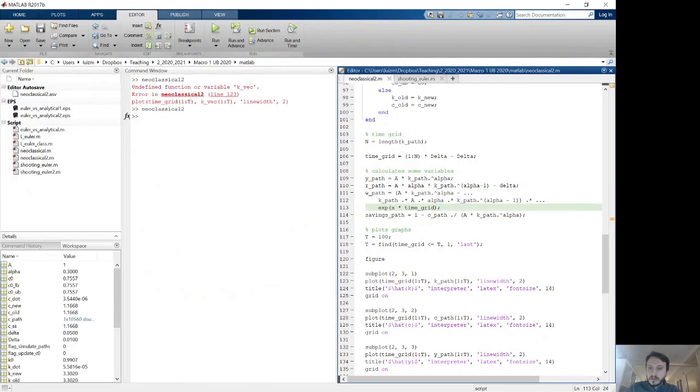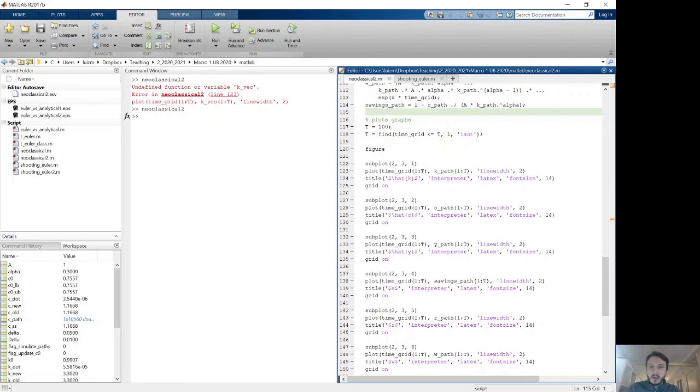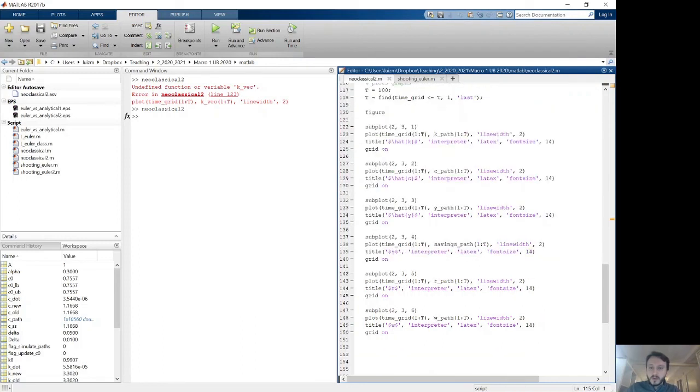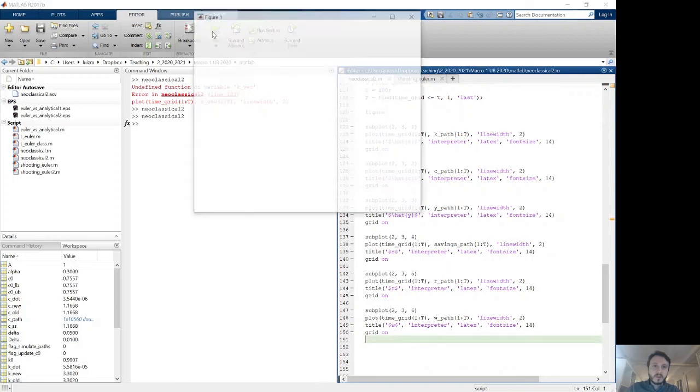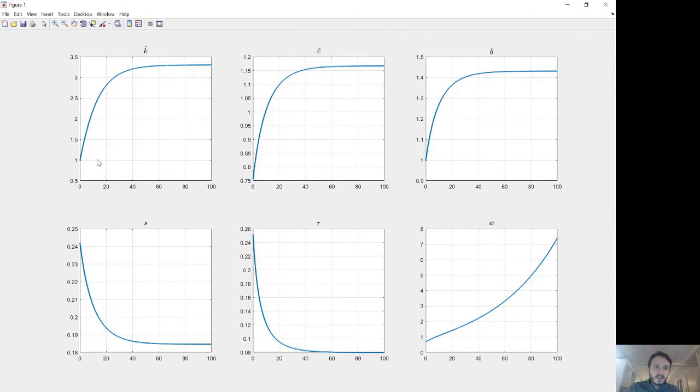And the savings rate is consumption divided by production, which would be the proportion of production that is consumed. So 1 minus this would be the savings rate. So I also copied some code here to do some figures. So if I run the code, we get the paths of the 6 variables: capital, consumption, output, savings, interest rates, and wage rate. So we see here that the economy converges to the steady state.